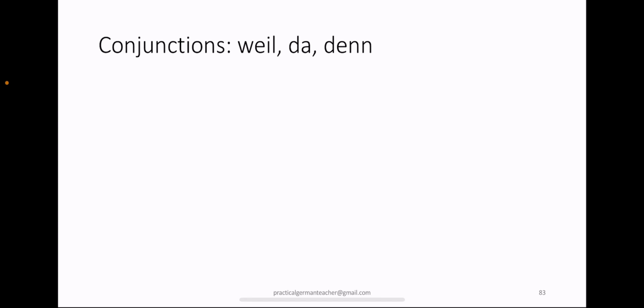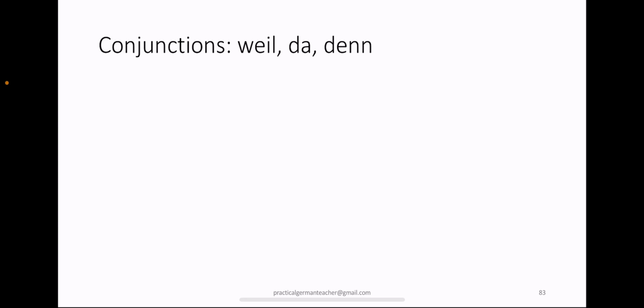More about these we will learn later, but what do these mean? They are giving a reason, so you can think of them for now as because. Weil, da, and denn, you can think of them as the English because, but there will be situations where it will be more appropriate to use weil and not da and denn. There will be situations where you cannot use them interchangeably, but for now you can think of all of them as because.